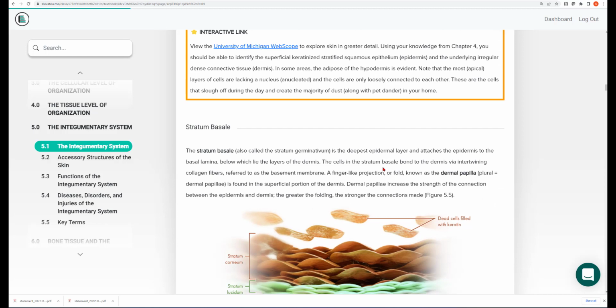So let's go through these layers, starting from the bottom. Stratum basale. This is the deepest layer, and it is attached down to the basement membrane. Right below the stratum basale, you would be in the dermis.